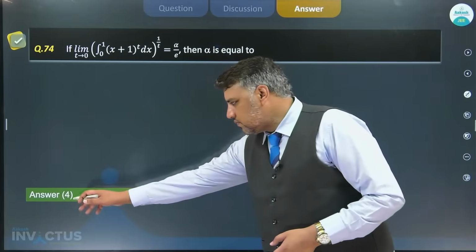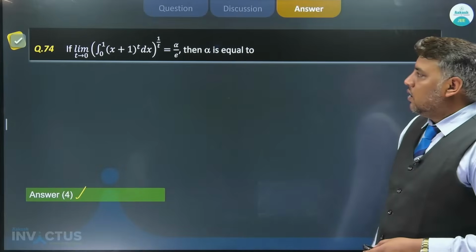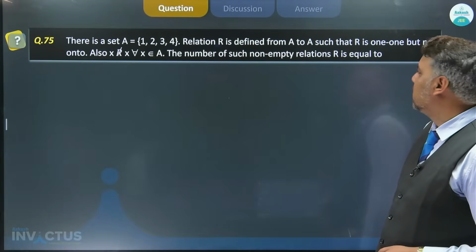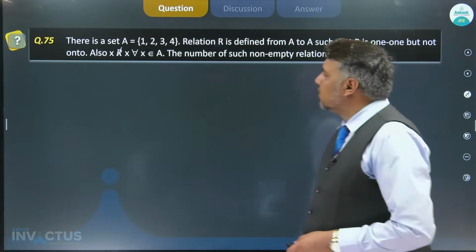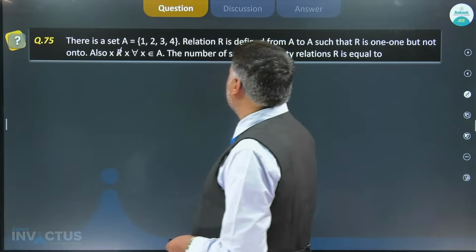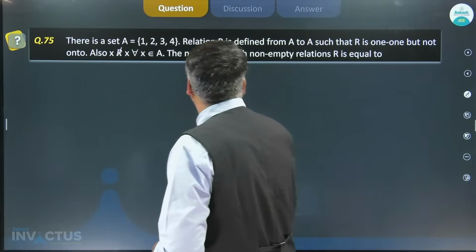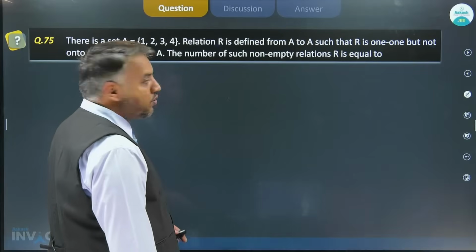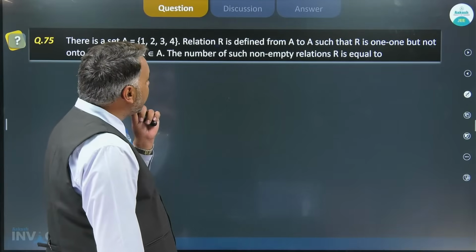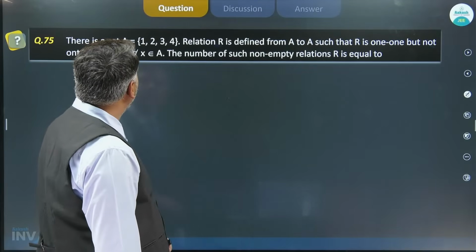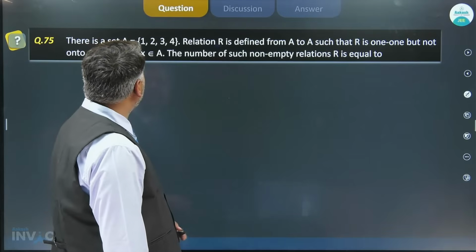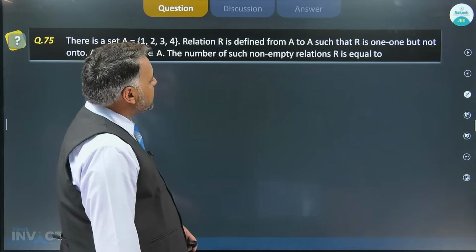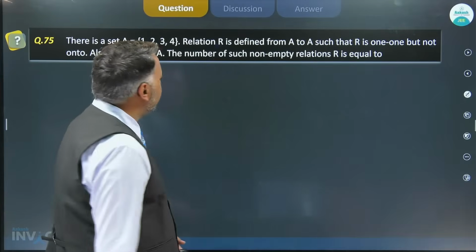Answer is 4. Now move on to the next question, last question for today. There is a set A and we have to define a relation R from A to A such that R is 1-1 but not onto, and obviously (x, x) does not belong to this relation. So the number of such non-empty relations R is equal to.